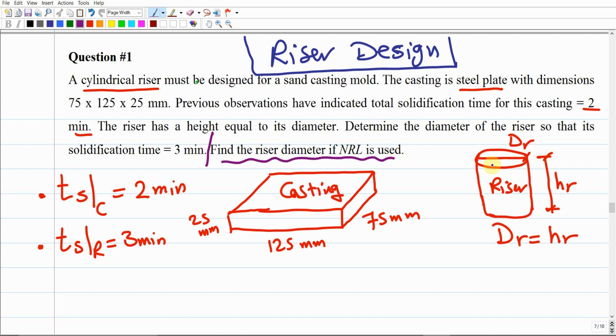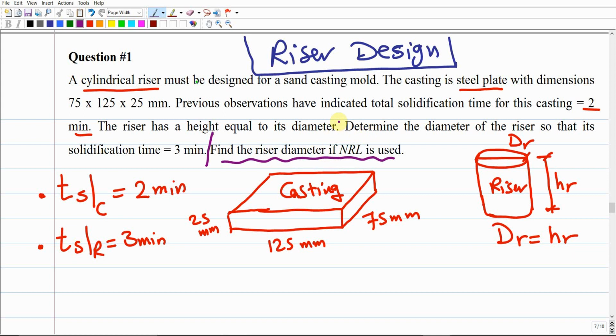Then once you find the diameter, you're going to design and find the diameter of the riser, but using the Naval Research Lab method. Why? He didn't mention directly to use Chvorinov's method to find the diameter of the riser, but this should be understood. Since we are talking about solidification time, intuitively we are talking about Chvorinov's method.